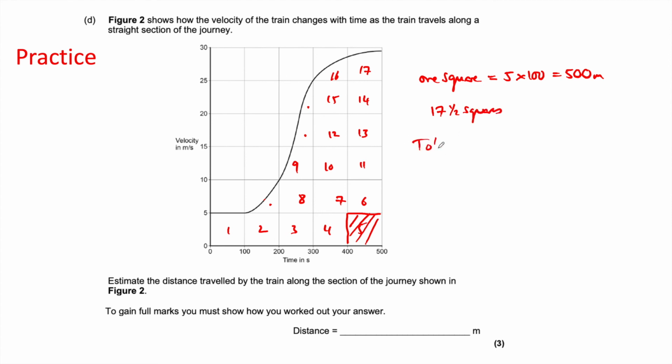So the total area equals 500 times 17.5, and I make that roughly 8,750 meters. And again, you would have a range of results. You can get 1 mark for that, you can get 1 mark for counting the squares, and 1 mark for that as long as it's within a reasonably accurate range.